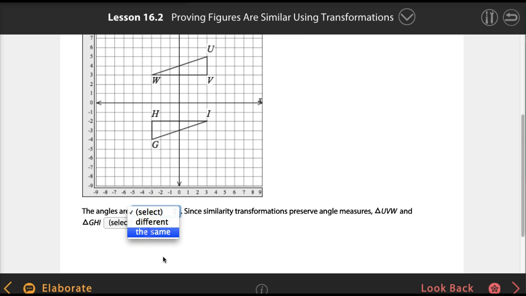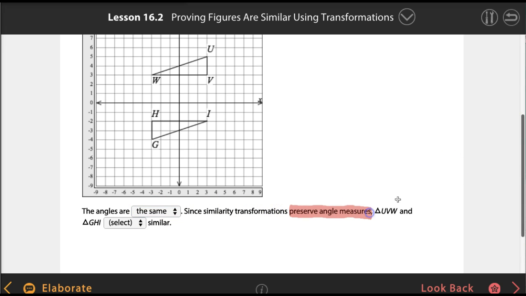The angles are congruent or the same since similarity transformations preserve angle measures. Okay, preserve angle measures. What that means is angle measures stay the same, so angles stay the same. And that's why triangle UVW and GHI, these two triangles, are similar.